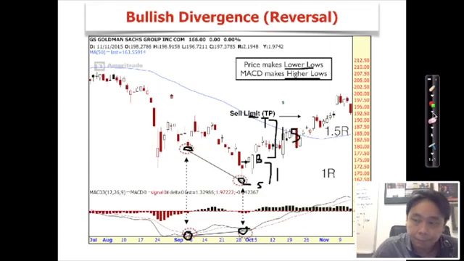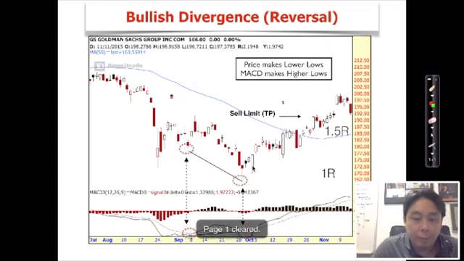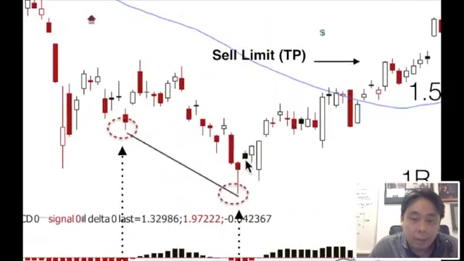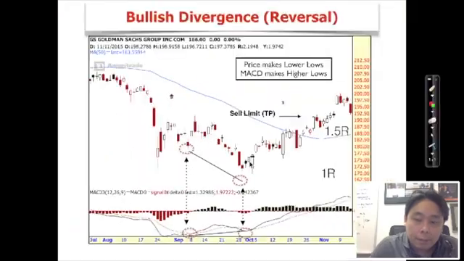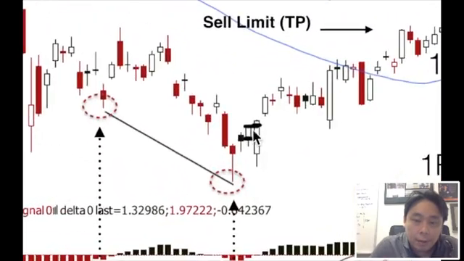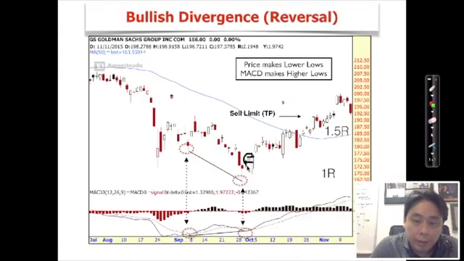Can you see that? Now, if you wanted to, you could also wait for a confirmation candle. So is this a confirmation candle? No, because it's not bullish. Is this a confirmation candle? Yes, because it's bullish, and it opens and closes above the high of this candle. So this would be the confirmation candle, and you can put a buy order once you see that.